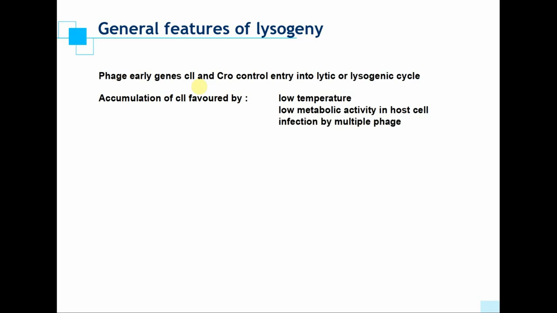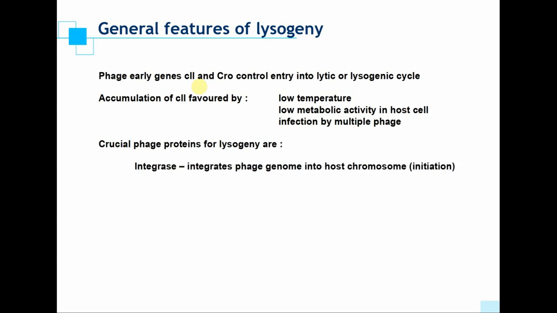And the other thing that can happen is if you've got a lot of bacteriophage infecting the same bacterium at the same time. So there'll be more copies of the C2 gene and you get more expression of the C2 protein, and this will favor lysogeny. So that's how it's induced. In terms of molecules, what are important are, for example, an integrase.